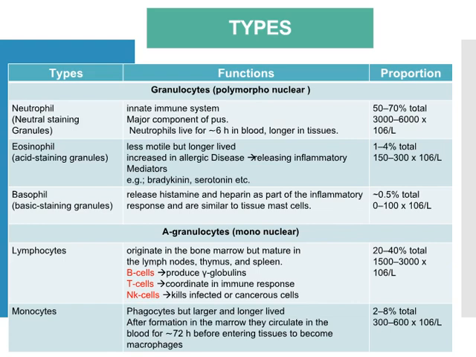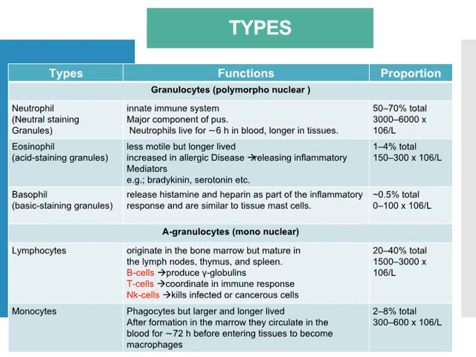Agranulocytes, mononuclear. Lymphocytes originate in the bone marrow but mature in the lymph nodes, thymus, and spleen. B cells produce gamma globulins. T cells coordinate the immune response, and K cells kill infected or cancerous cells. 20 to 40% total, 1500-3000 by 10^6 per liter.